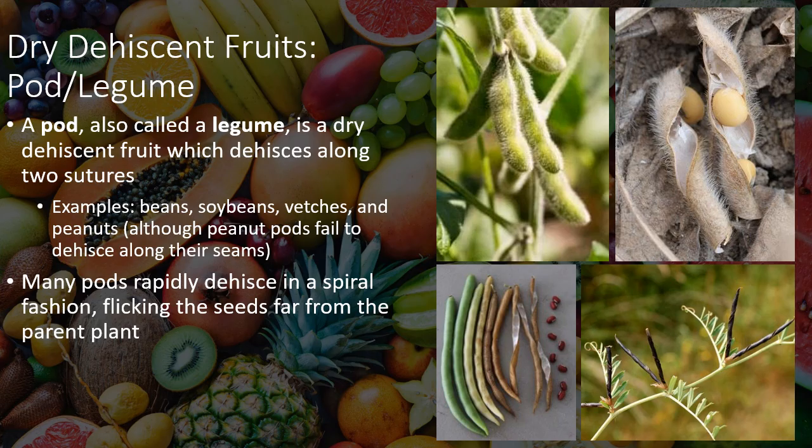Some examples of pods that do not dehisce would be peanuts. Peanuts are named for their similarity to peas, like peas in a pod. They're actually in the same family, and a peanut pod does not dehisce along the two seams that run down the front of the peanut and the back of the peanut. They just stay stuck together. So not all pods or legumes are dehiscent, but certainly most are.